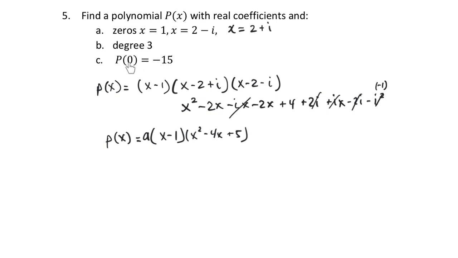If you plug a 0 in for all the x variables, then you should get negative 15. So negative 15 is going to replace this side of the equation. X or 0 is going to replace all the x's, allowing us to solve for a. So 0 minus 1 is negative 1. Then here's 0 minus 0 plus 5 is 5. So you know that the value of a is equal to 3.